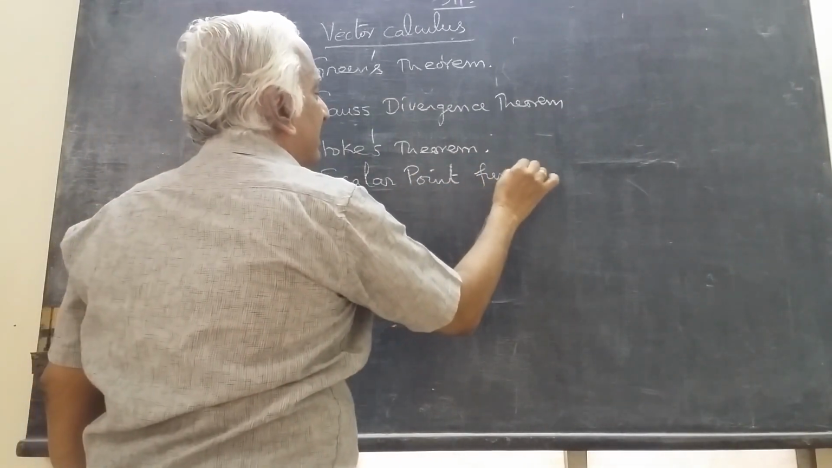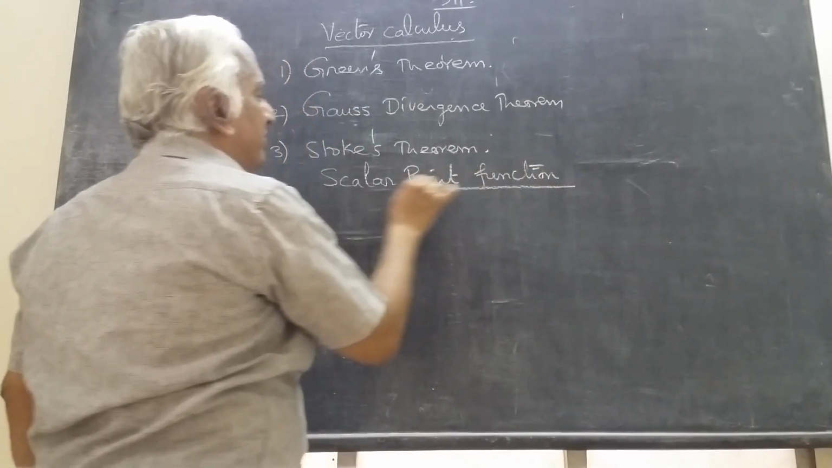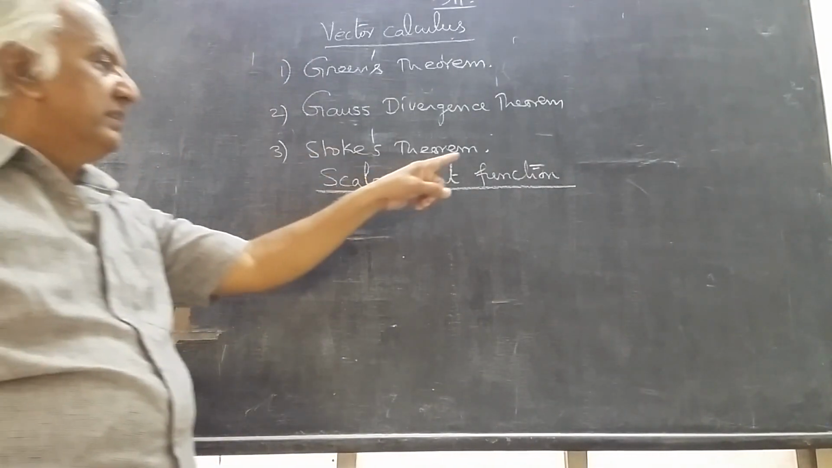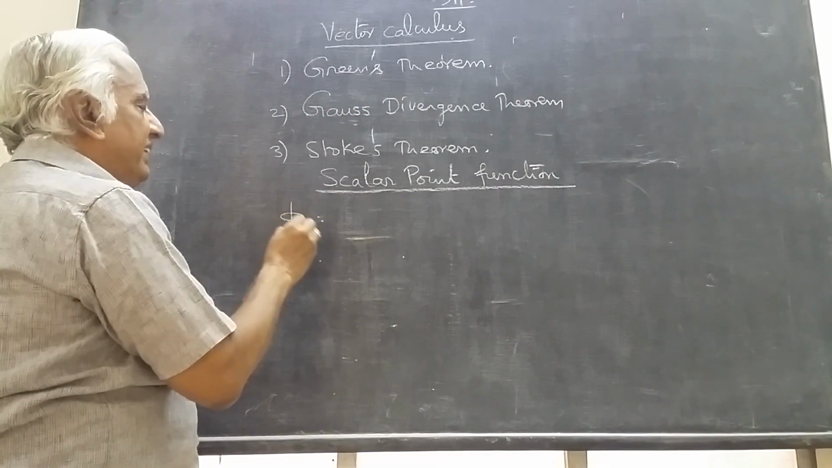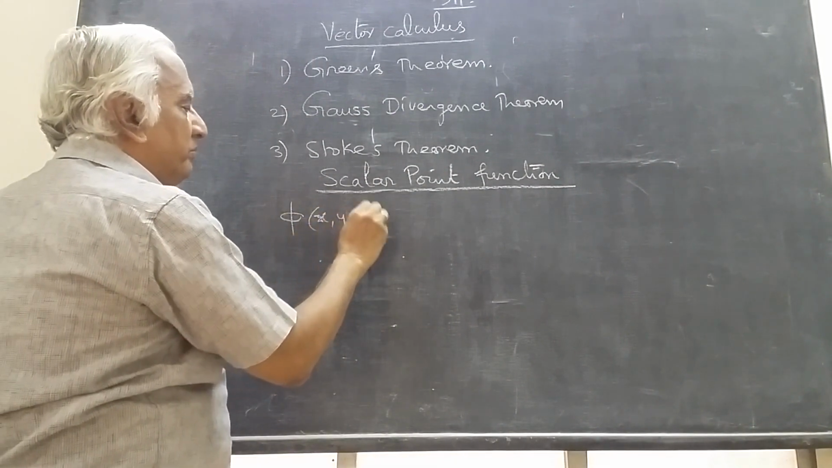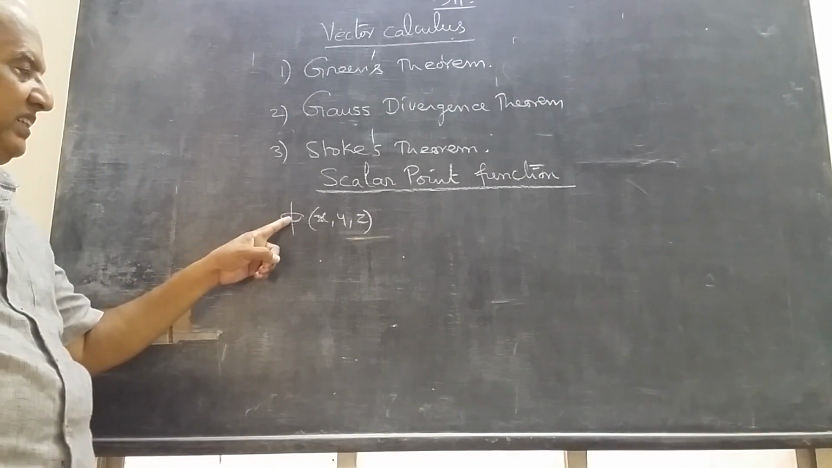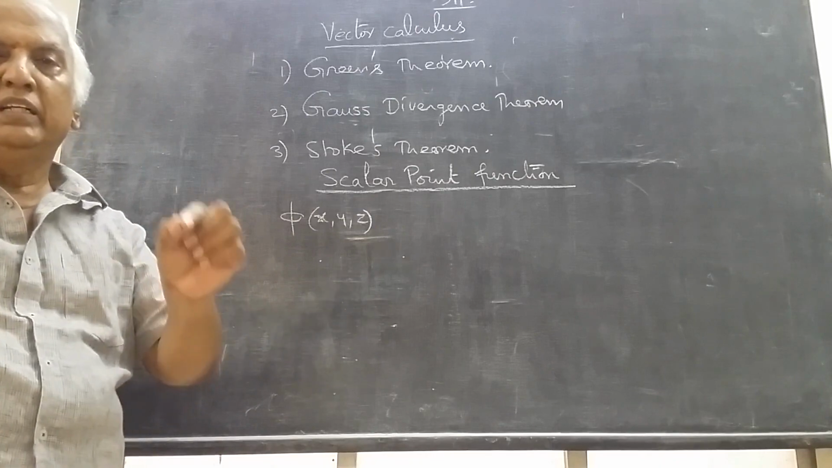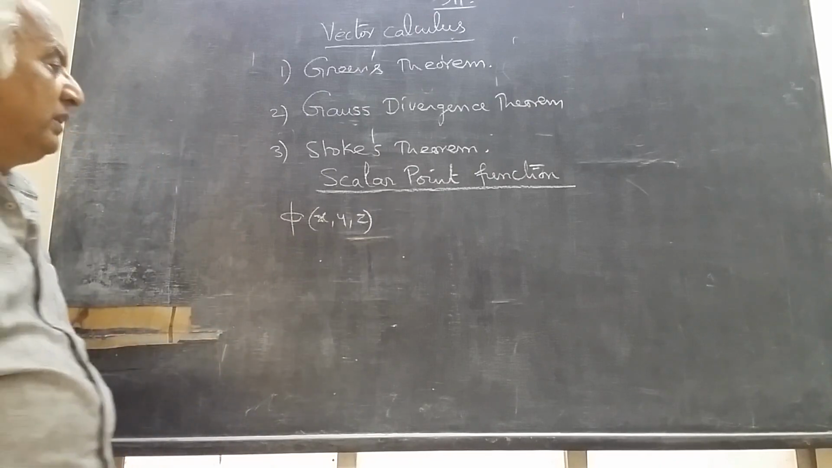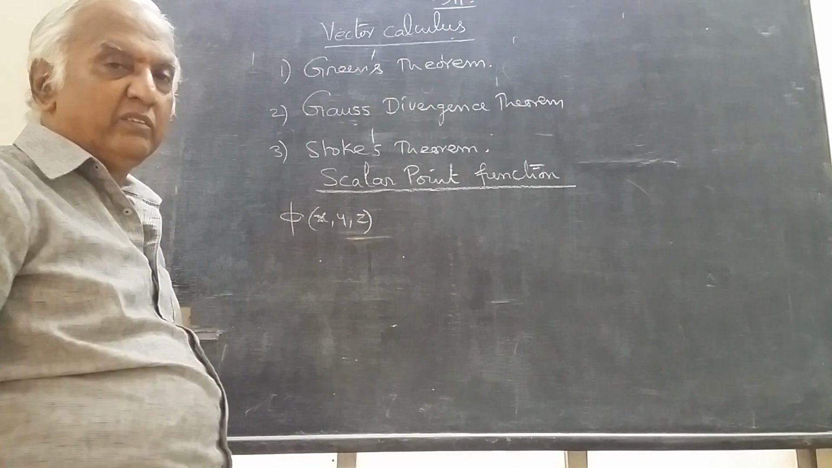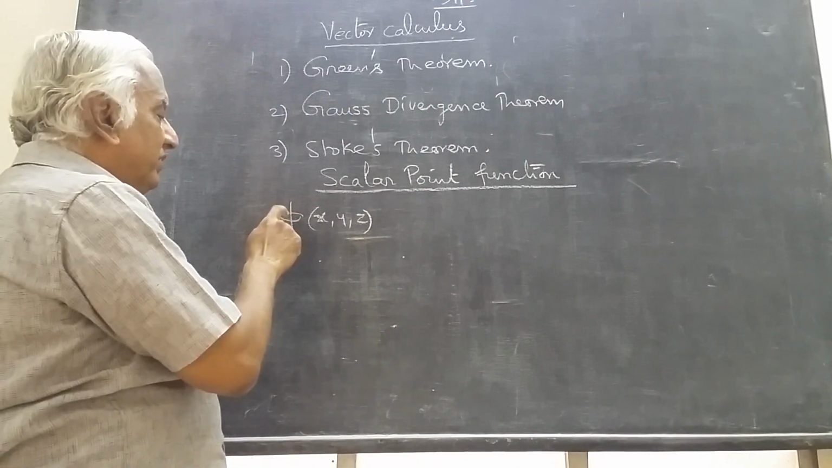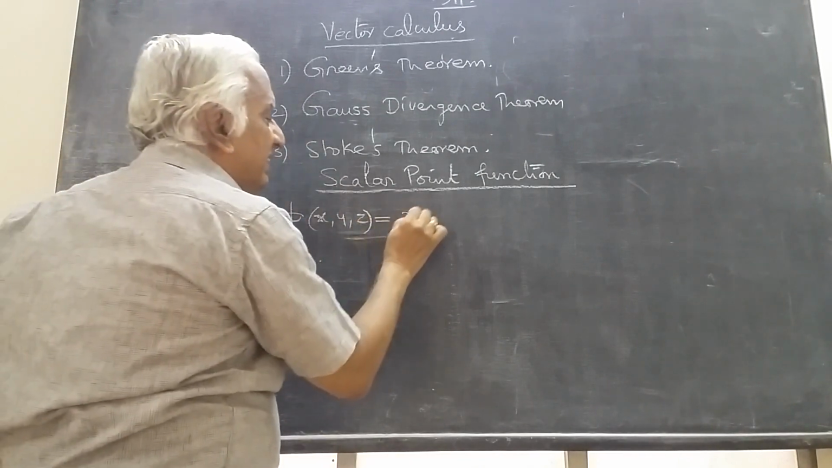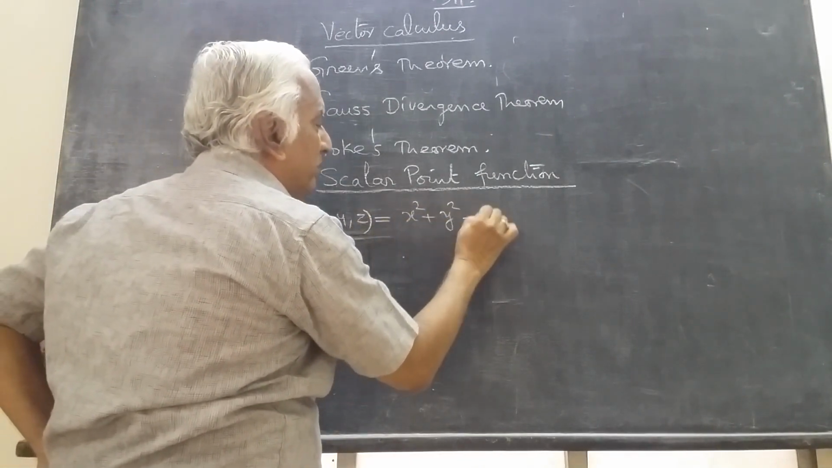Scalar point function. This is the starting for vector calculus. That is, you consider the function phi of x, y, z. Phi is the function, variables are x, y, z. X, y, z is nothing but the coordinates of any point in space. So the point, if you take in space, it will have coordinates x, y, z. So the function depends on x, y, z. You take phi of x, y, z as x square plus y square plus z square.